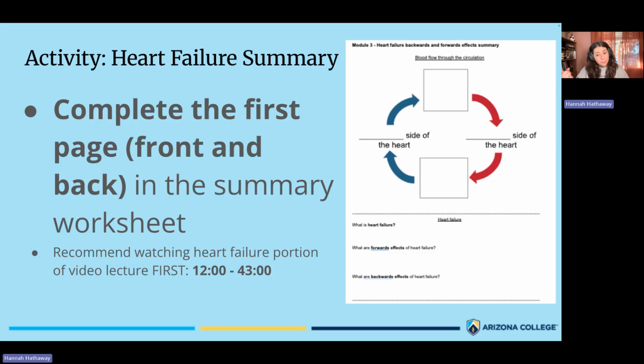But two, that's going to help you memorize all of those signs and symptoms and really understand where they come from, as opposed to just taking a list of 50 things and trying to shove into your brain what type of heart failure it's related to. So all that to say, please watch that part of the video lecture before you do this worksheet. If you haven't watched it yet, go watch it and then come back to this.